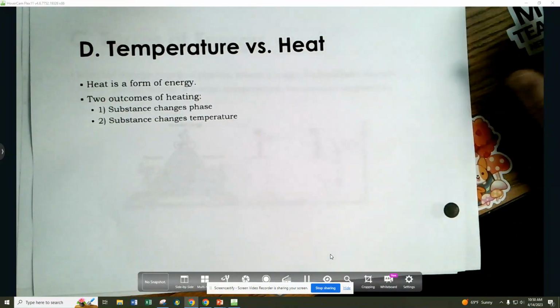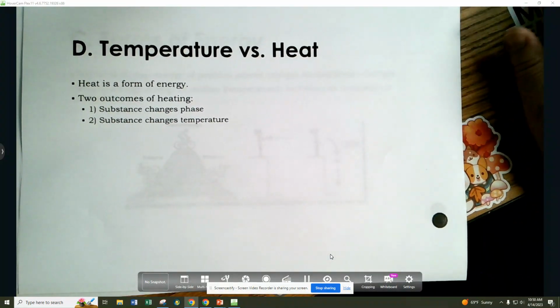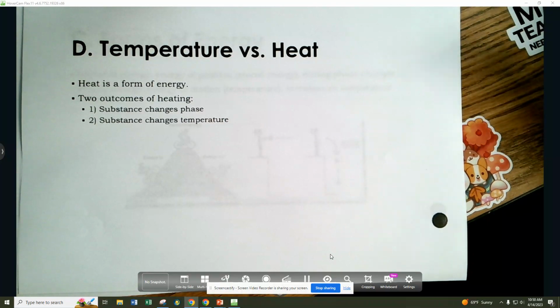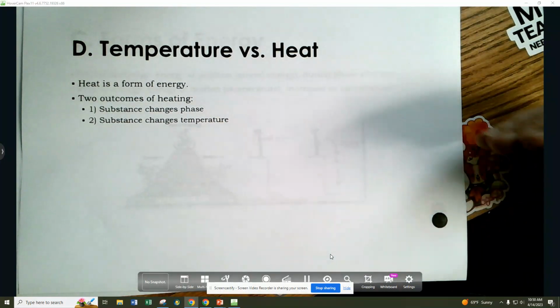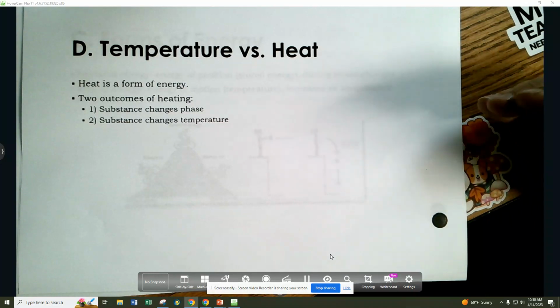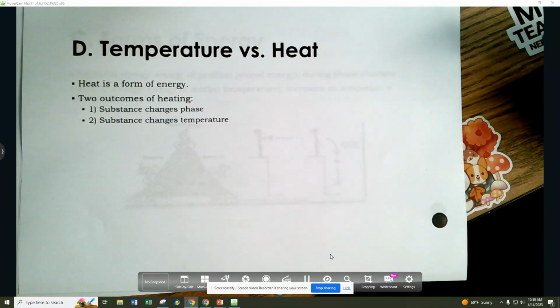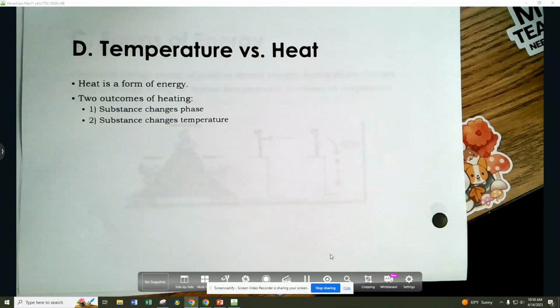So heat is a form of energy, and there are two things that can happen because of heating. And again, heating can go in two different directions. You can add heat, you can remove heat. But what can happen is you can either cause a change in phase or a change in the substance's temperature. You cannot do both at the same time. Heat is doing one thing to the material or the other.